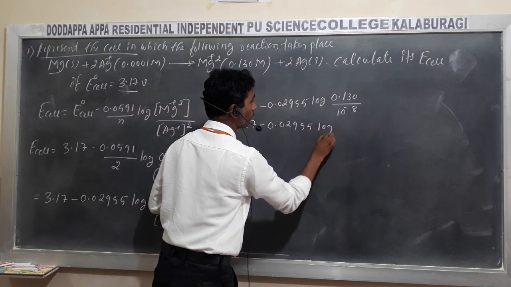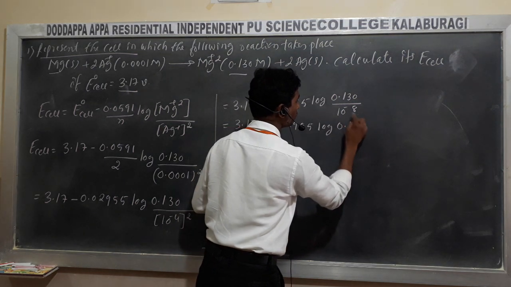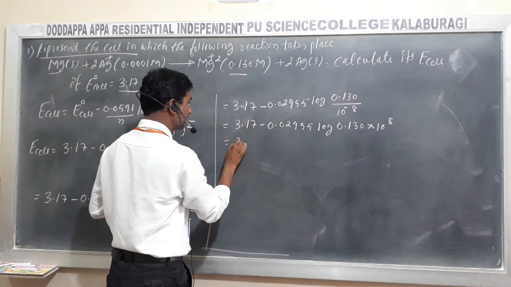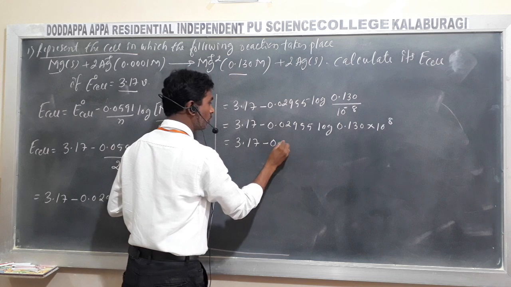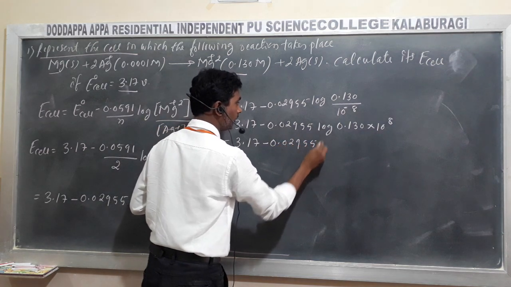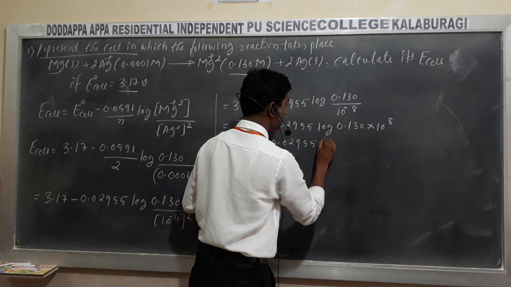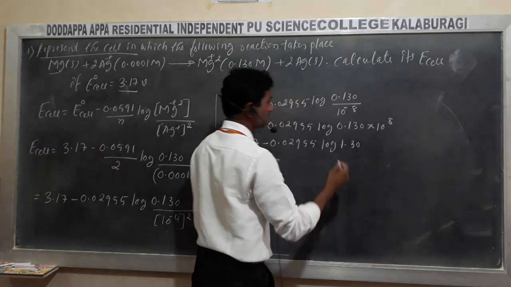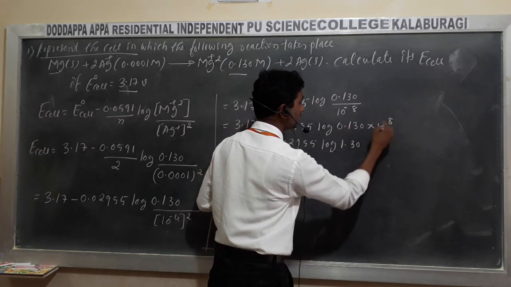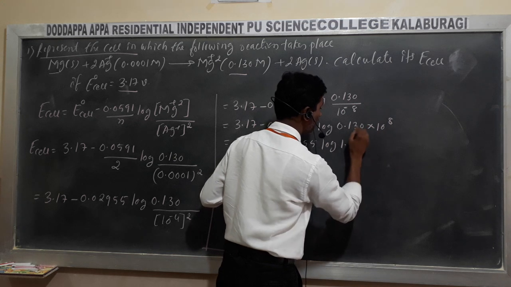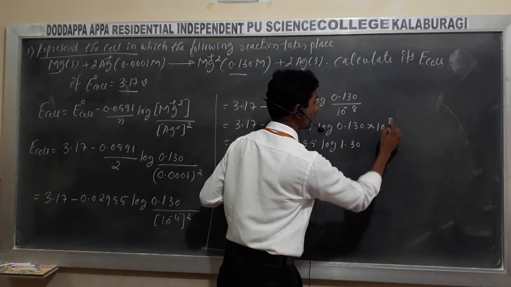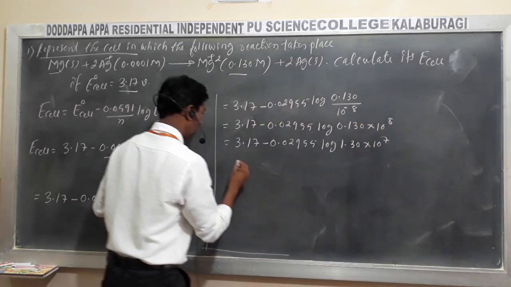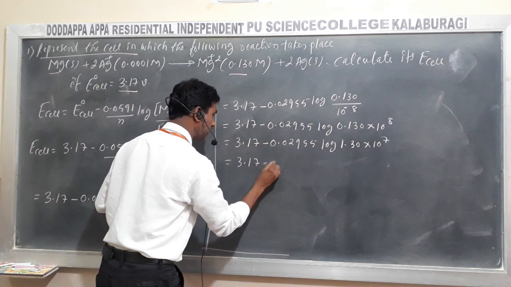Minus 8 comes to the numerator, so it is 10 to the power of 8. Now it is 3.17 minus 0.02955 log of 1.30. The decimal point moves one place to the right, so it is 1.30 times 10 to the power of minus 1, and 10 to the power of minus 1 times 10 to the power of plus 8 is 10 to the power of 7.